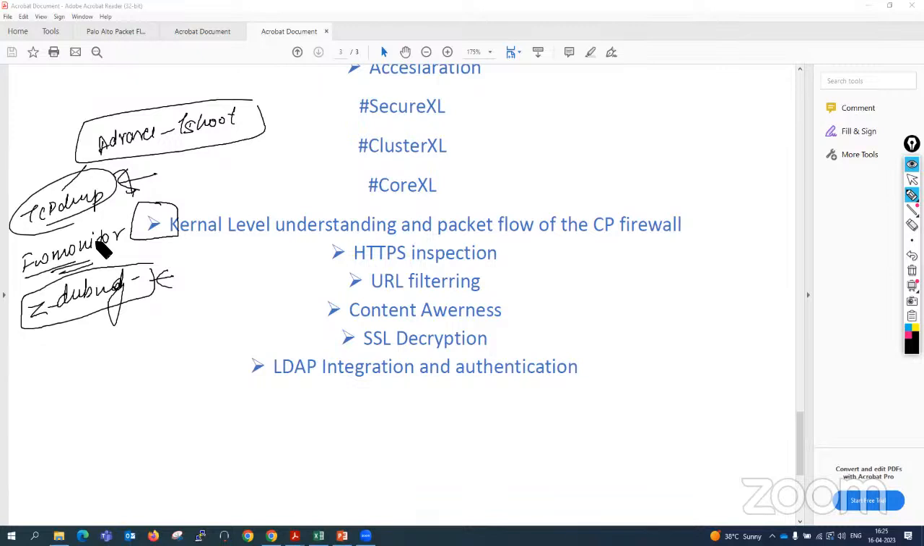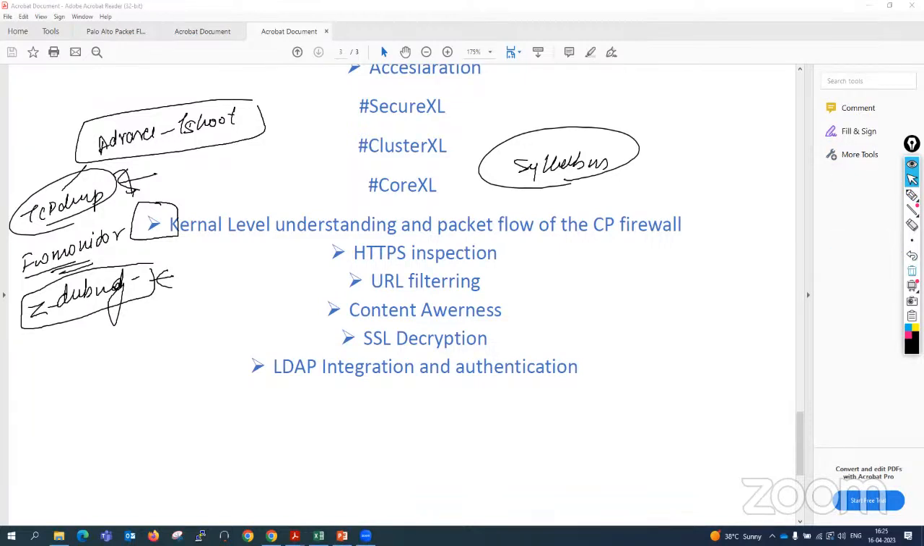Right? So these are all the high-level view of the syllabus which we will be covering in your CCSA and CCSE journey. If you have any doubt regarding this syllabus, you can ask me right now, and then we'll proceed further. Anyone, any doubt? No doubt? Okay, perfect. Now, let me proceed further.